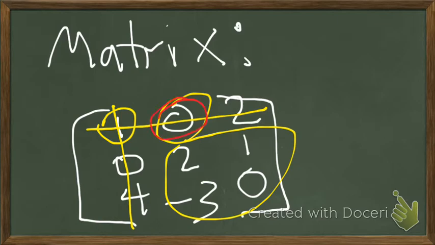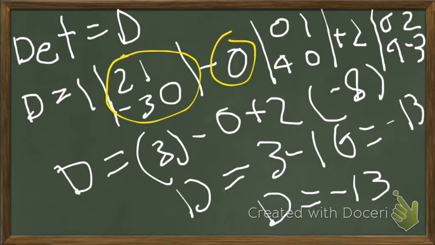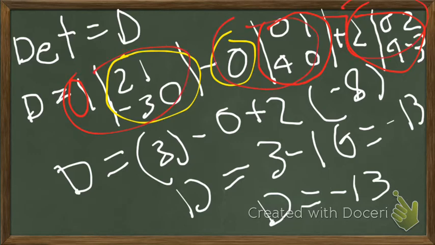So you're trying to find 0, you just cross out 2 axes right there, so you get 0, 1, 4, 0. And right here you have 0, 1, 4, 0, and then you can do that for 2 as well. You multiply this and this, and then you add them. So you have 3 minus 0 plus 2 times negative 8, which gives you D equals 3 minus 16 equals negative 13. So the determinant is negative 13.